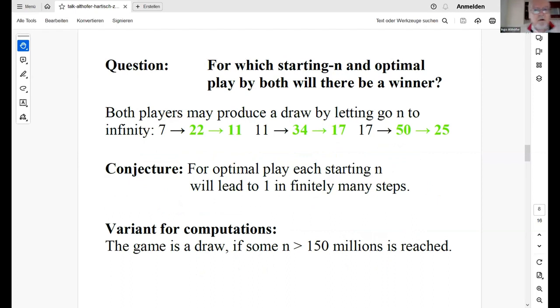The question is: for which starting values of n and optimal play by both players will there be a winner? The point is the state space has infinite size because there are infinitely many natural numbers. And for instance, always making the choice that there is one division by two, you climb up the ladder to infinity. But the conjecture is that for optimal play, each starting n will lead to a win in finitely many steps. And for our computations, we looked at a variant. The game is a draw if some value n above 150 million is reached.